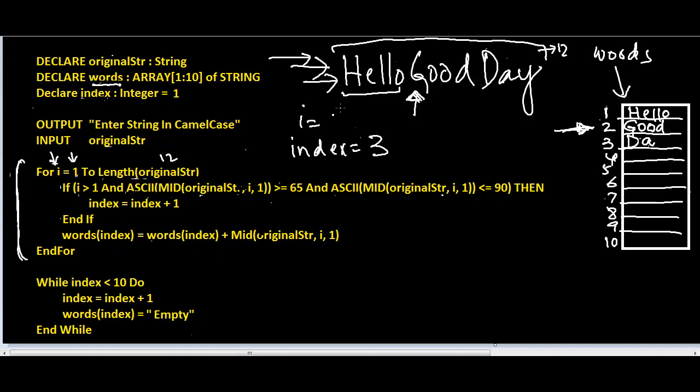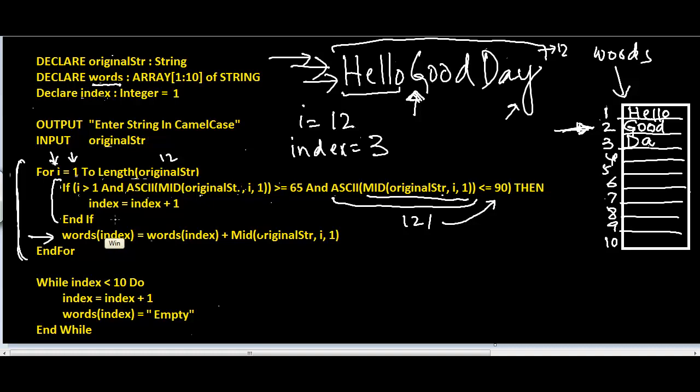Next time the loop runs, the value of I becomes equal to 12. So this is the final time that this loop is going to run, and this function mid is going to return the 12th character, which is lowercase y in this case, and the ASCII code for lowercase y is 121, right? And 121 is not less than 90. So basically this condition is false, right? Therefore this if statement is not going to execute, and we come to this instruction.